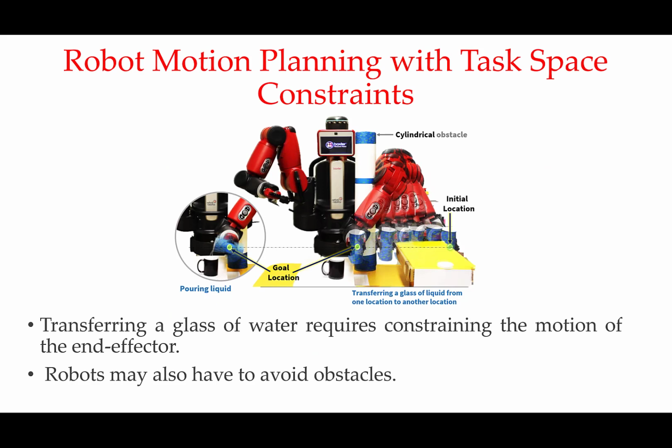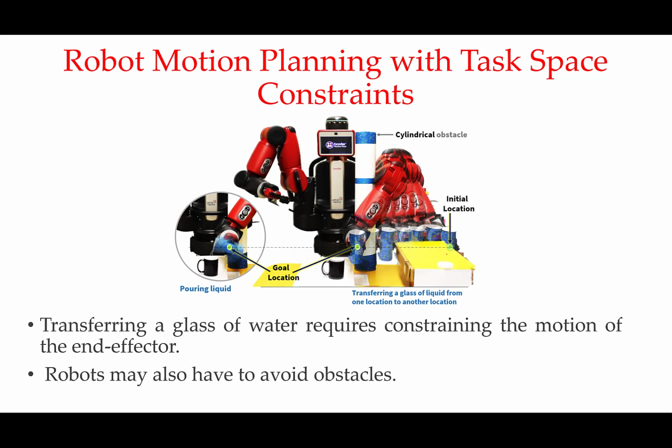We are interested in developing motion planning algorithms for manipulation tasks, which essentially introduces task space constraints in motion planning. The figure shows an example of transferring a glass of water from an initial location to a goal location. To avoid spillage during movement, the orientation of the glass should not change while moving it to the cup. While pouring, the position of the glass should not change.